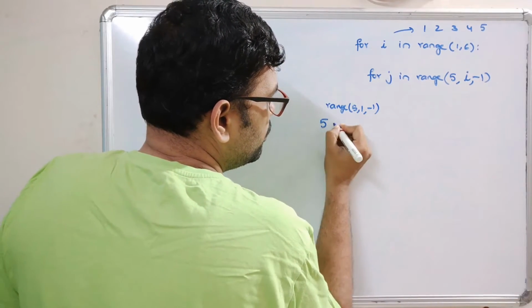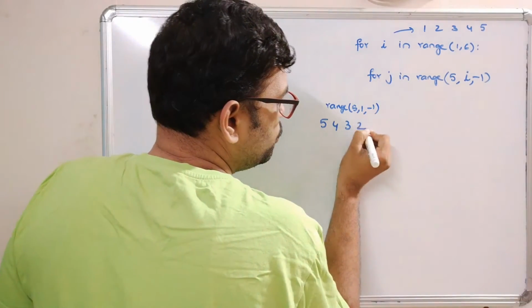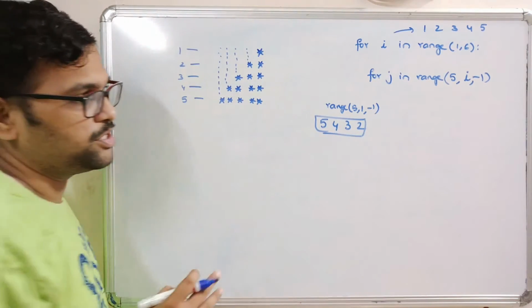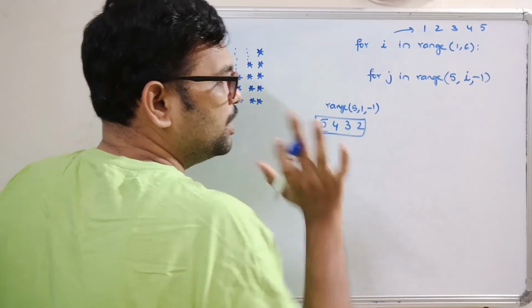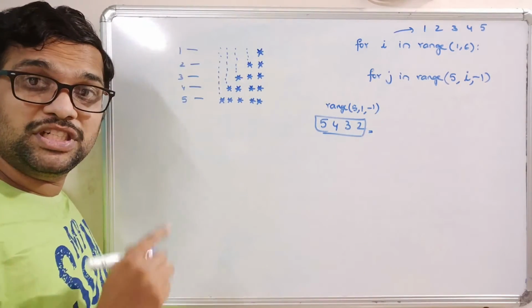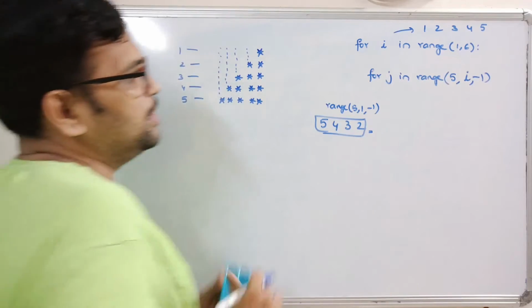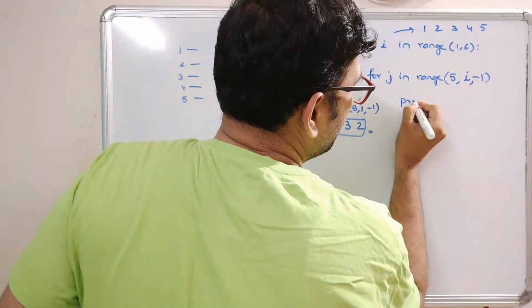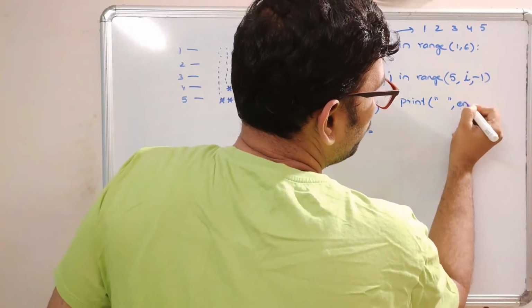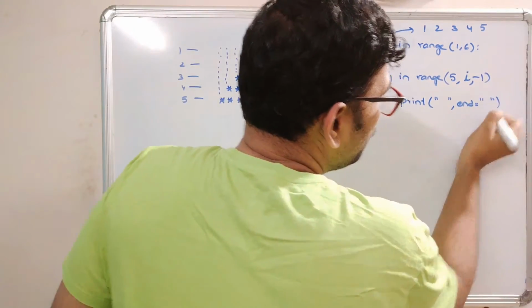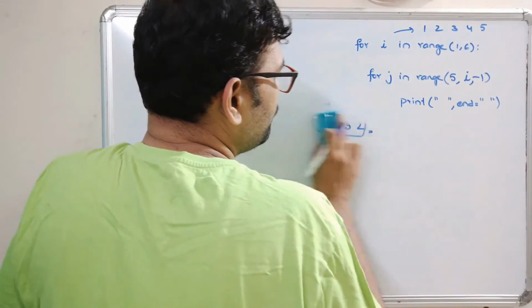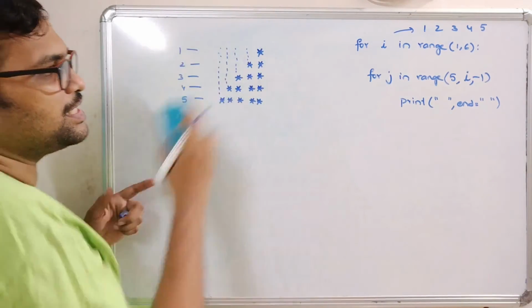So 5, 4, 3, 2. It will iterate 4 times. Then at the 5th position, we have to print the star. So for that purpose, just write print space. Just give the space, because we have to print the spaces for all the iterations, right? Next, after that, we have to print the star.